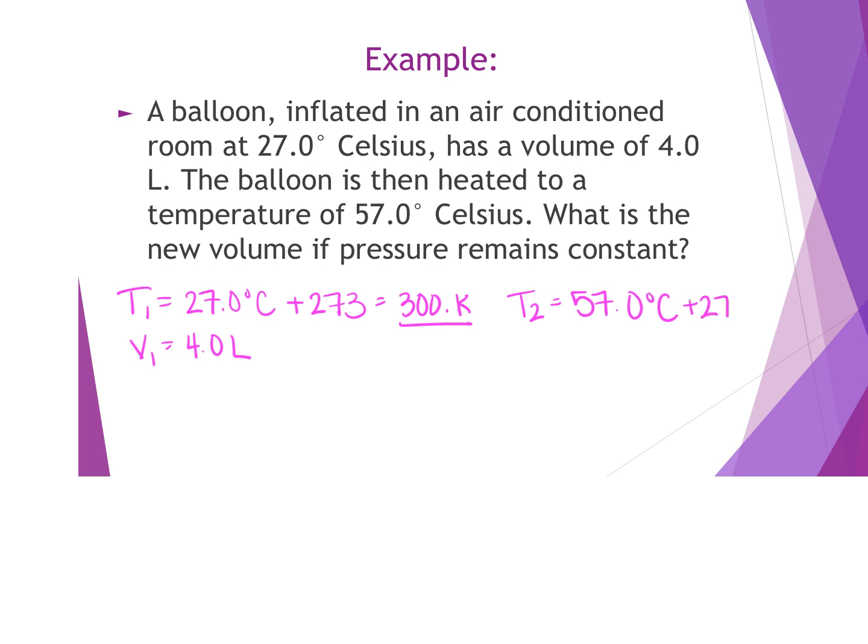Convert it to Kelvin. Okay, so do it right off the bat so then you don't forget. So what's 57 plus 273? Okay, so the T2 is actually 330 Kelvin. And then what are we solving for? Okay, V2, and I'm just going to put the question mark.